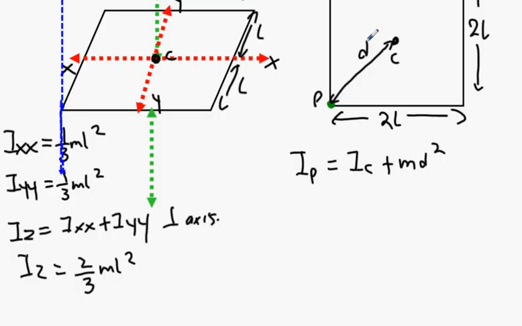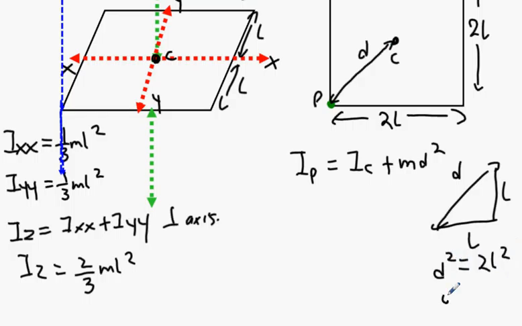This distance here, D. Anybody tell me how to calculate D? Pythagoras, and you have the two sides, so it's going to be L and L. D squared equals L squared plus L squared, which is 2L squared. D will equal root 2 L. So D is root 2 L, which means IP ends up to be IC.